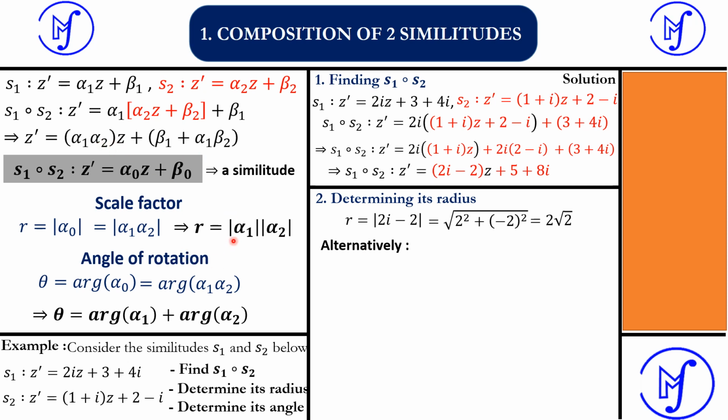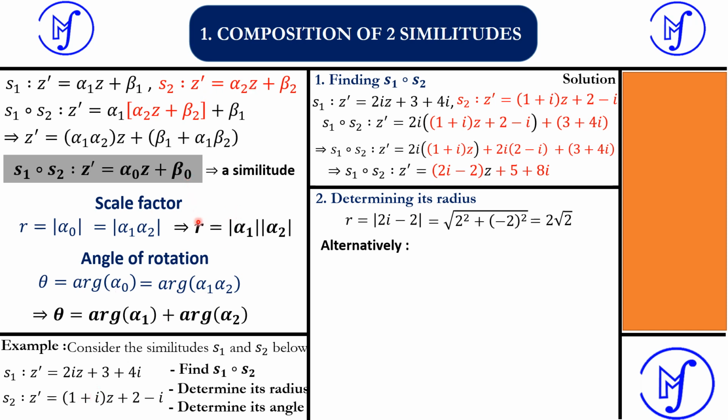For us to verify if our answer is correct, we can use the alternative method, which is gotten from here. To get the modulus of the new similitude, we multiply the modulus of the first. If you compare this S1 and S2 with the S1 and S2 here, we see that alpha 1 is 2i and then alpha 2 is 1 plus i.